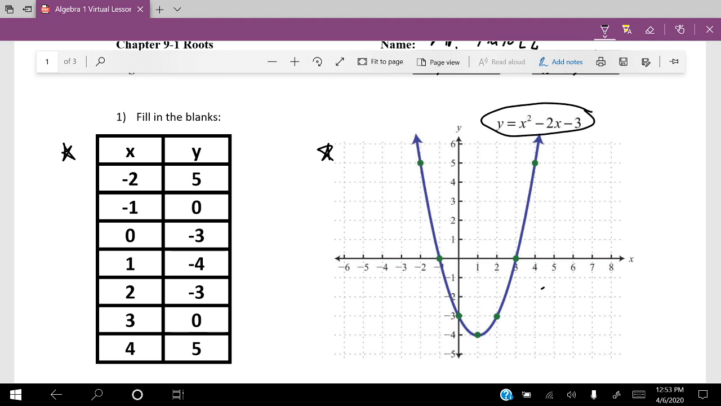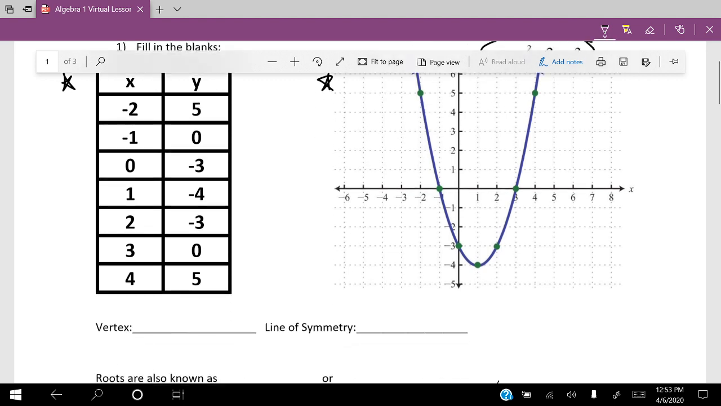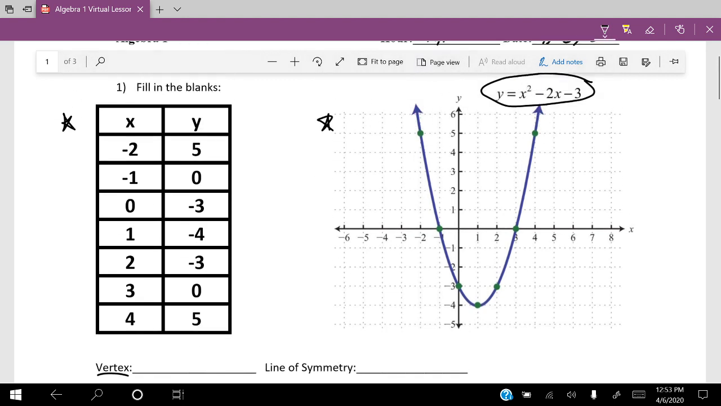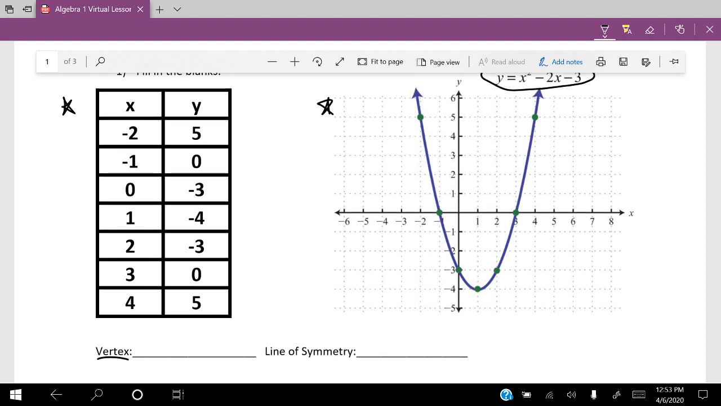First things first, we're going to fill in some of these blanks. The first one, vertex. I know how to find the vertex on a graph. I simply look for the lowest or the highest value, meaning the maximum or minimum. If we follow all the way down to this very point at the bottom, we know that this is our vertex, or our minimum. So we can say that the vertex is 1 comma negative 4.